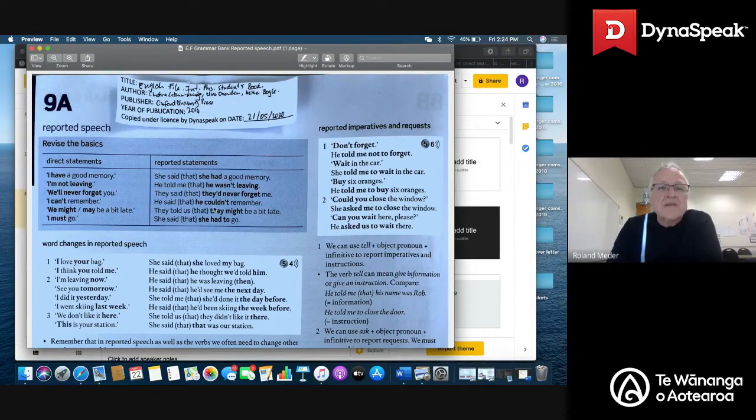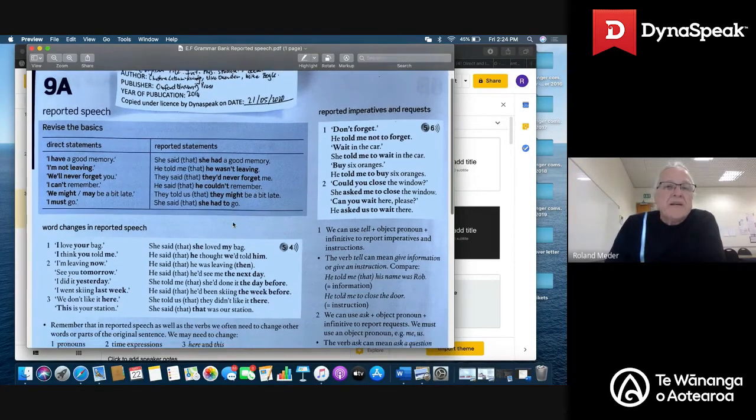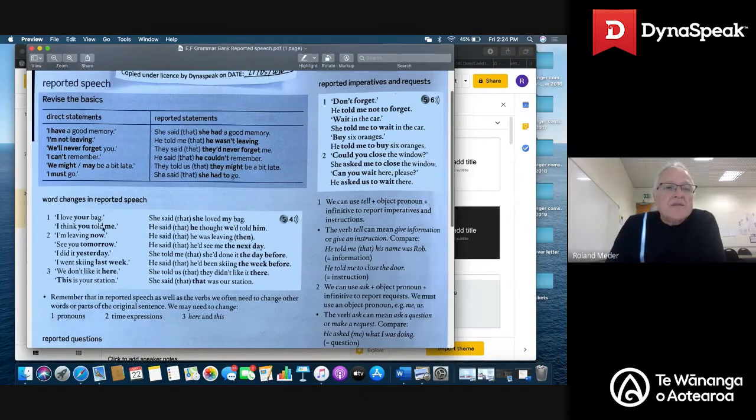Both of them have the same form. Right? I must go. Now remember, must does not have a past tense, or it changes form. She said she had to go. So what I recommend, as usual, go over these, read them carefully, study them. This is revision for a lot of you. So just try to see if you still remember.